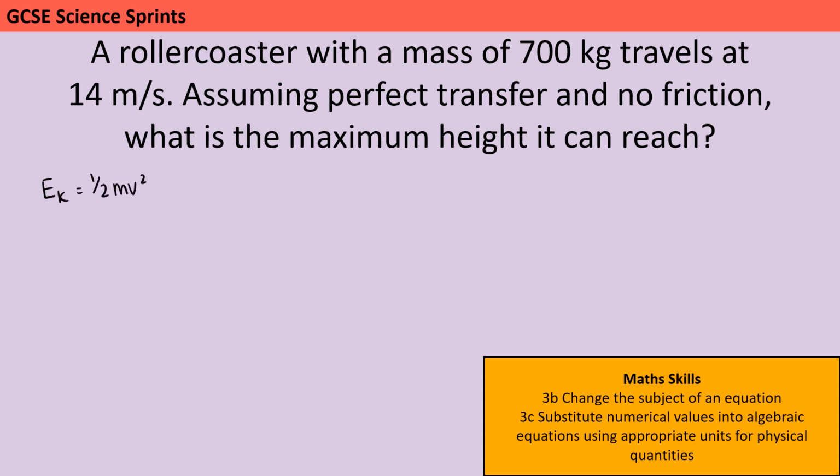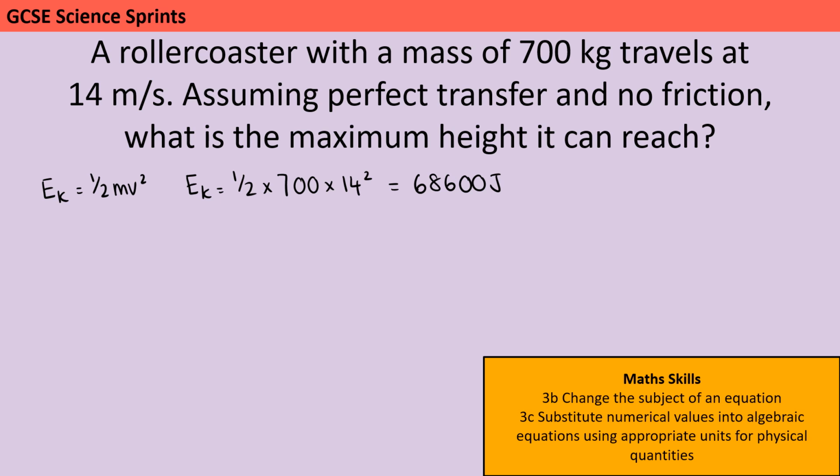Our equation to work out kinetic energy is half mv squared, half multiplied by the mass multiplied by this 14 meters per second squared. And so if we plug in those numbers like that, we're also doing some substitution here, and we get an answer of 68,600 joules. So that's how much energy my roller coaster has as it's moving 14 meters per second.